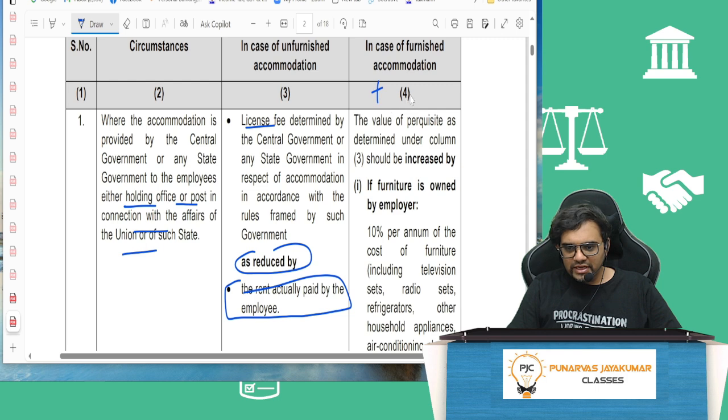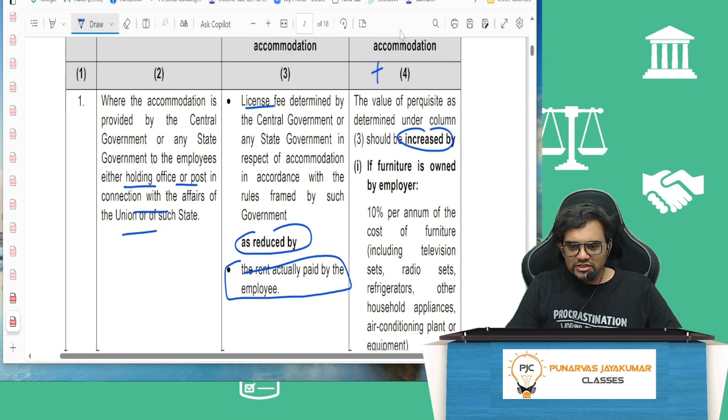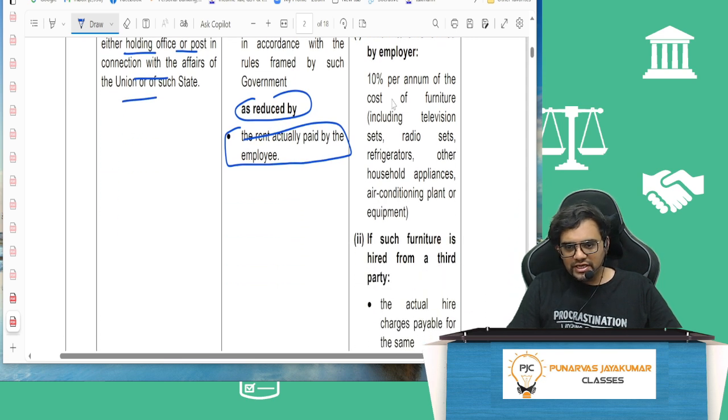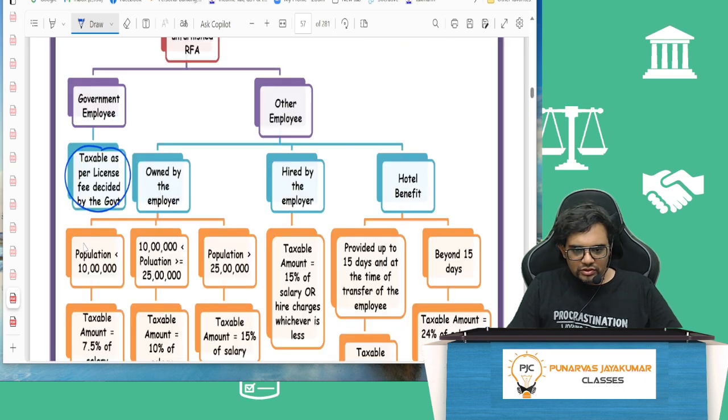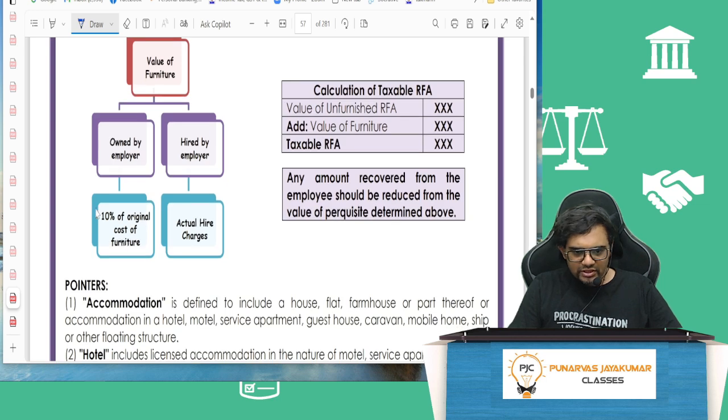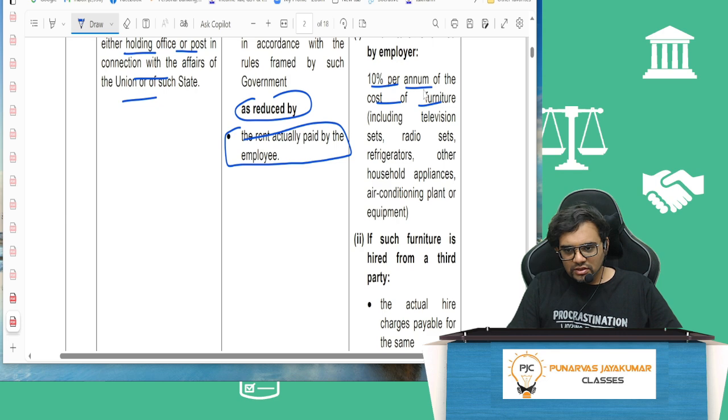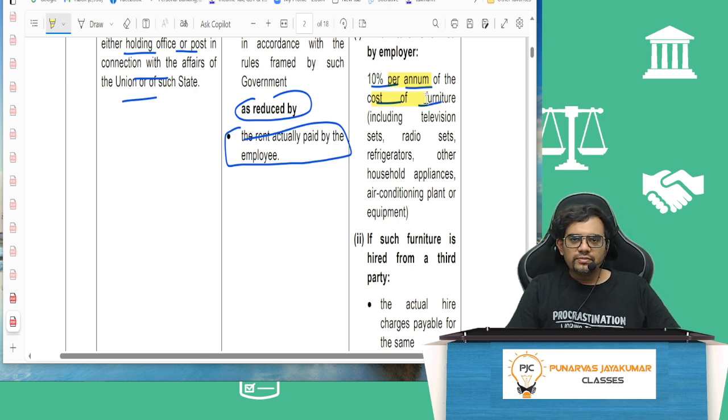This is what the value shall be increased by for furniture. If furniture is owned by the employer, it is the same thing: 10% per annum of the cost of furniture. Here also, you see, earlier it was 10% of the original cost of furniture. The wording has changed to per annum of the cost of furniture. Every year 10% you should do. That includes television, radio, refrigerator, air conditioner, everything you should do.